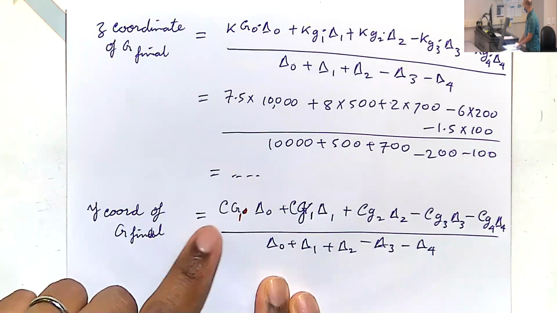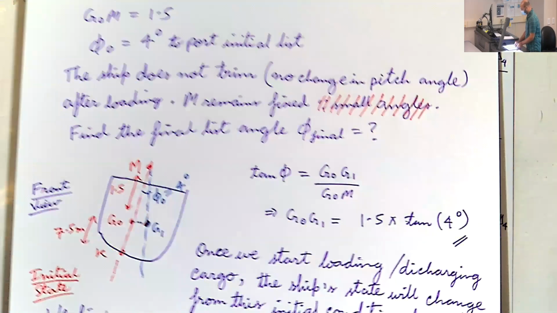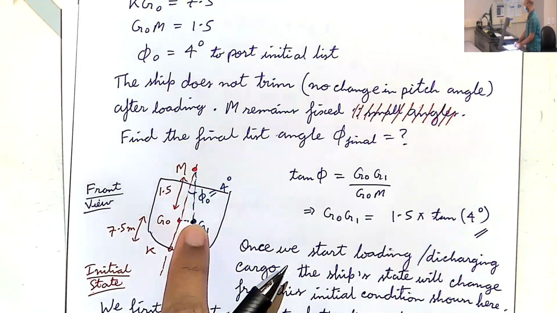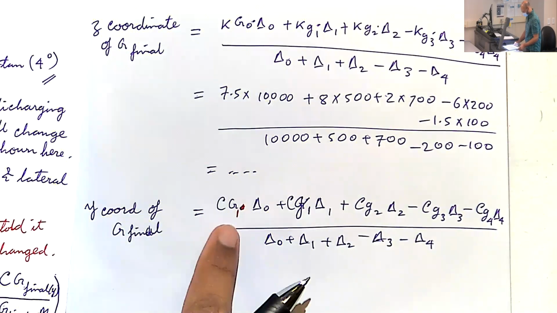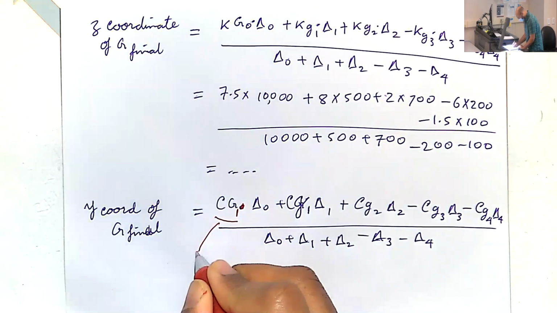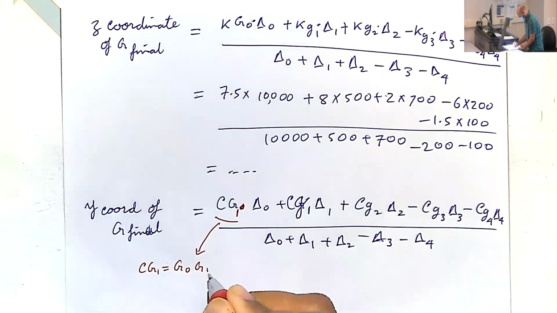Okay, the reason I wrote CG1 here is because our initial state was already tilted. So I should put down the CG1 value, not the CG0 value. That's why I put CG1. And that we already know, CG1 is basically equal to G0, G1, which we computed.